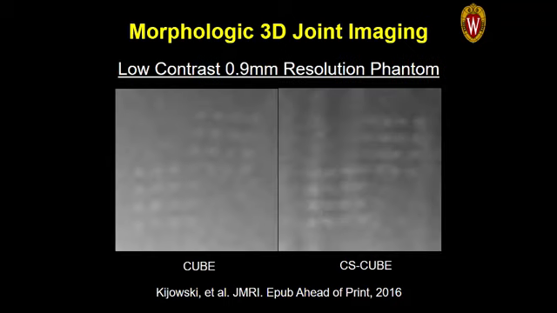This slide shows comparison of images on the low contrast resolution phantom. Note even more blurring of the compressed sense CUBE images when compared to the CUBE images. And this image blurring is so extensive that it's very difficult to even distinguish the individual dots, which are separated by 0.9 millimeters apart.